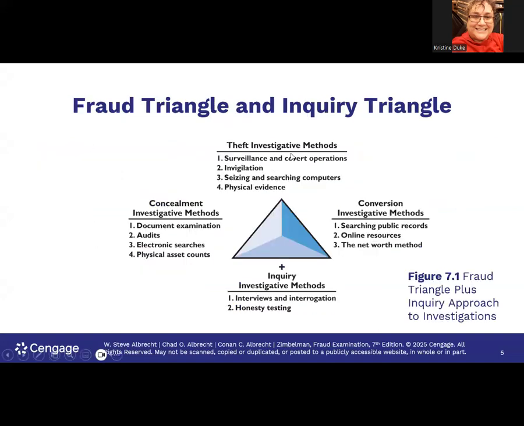So here we go. We've got theft investigative methods. So we've got the triangle. You've got surveillance, covert, invigilation. Again, that's the observation of people, seizing and searching computers, physical evidence. Conversion investigative methods, so these are different methods: searching public records, online resources, net worth method, inquiry, interviews and interrogation, honesty testing. Concealment investigative methods: document examination, audits, electronic searches, physical asset counts.